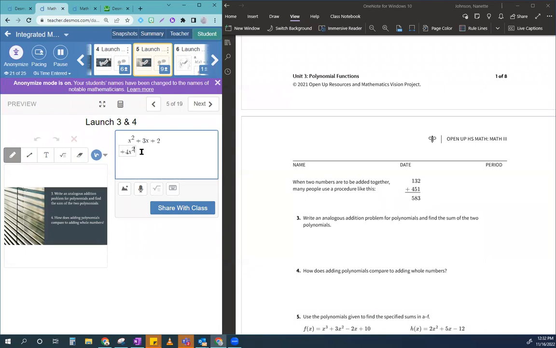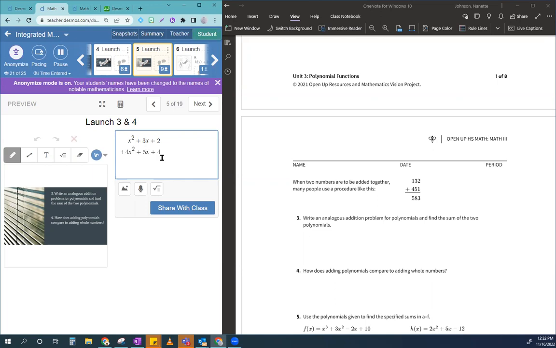4x squared plus 5x plus 1. See how it's all lining up so pretty? You all see? I really want it to be pretty. Do you see how I'm taking my time making it pretty? Okay, is equal to, and if I could draw a line here I would, but I cannot, so I'm going to get over it. Okay, so if I add those two together, what would I get?